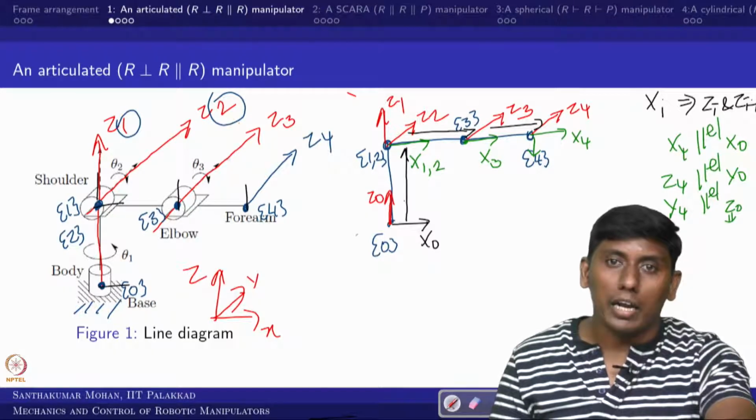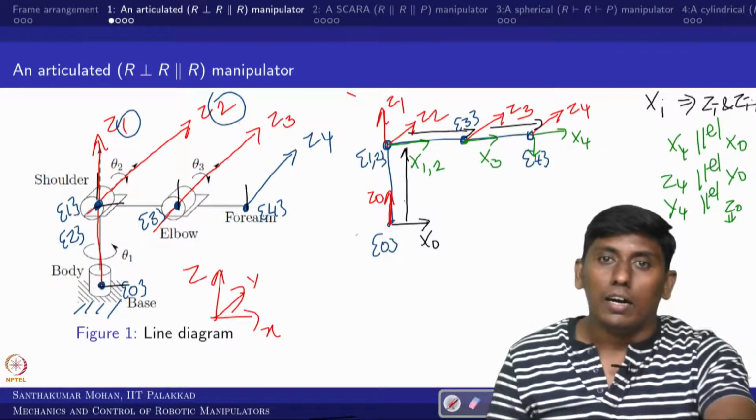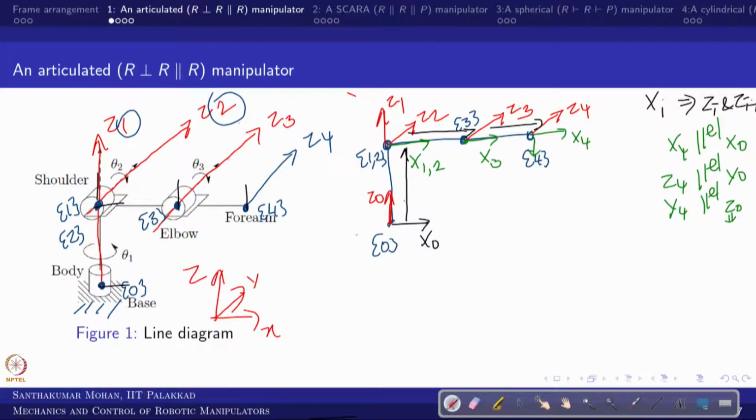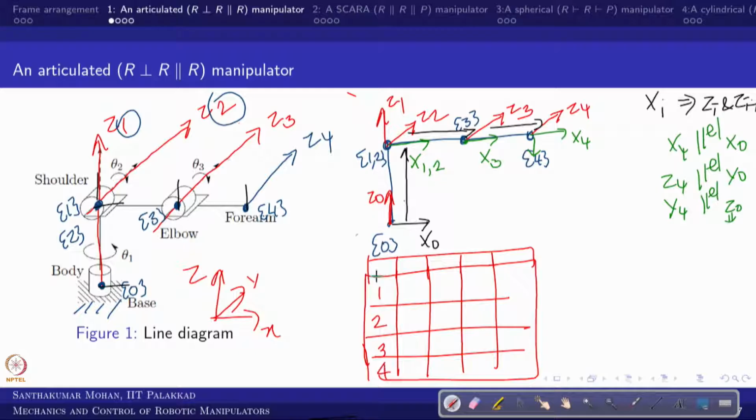Now we will try to draw a simple DH parameter table. I am trying to give that in a tabular form, okay. How many will come? There will be 4, because 1, 2, 3, 4. And this is i, this is alpha i minus 1, then a i minus 1, and this is theta i, and this is d i.